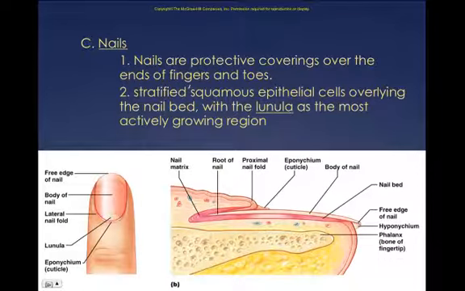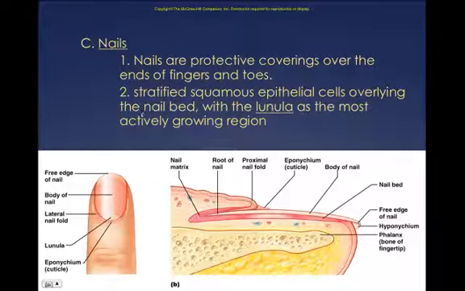Nails, okay? Nails are always kind of fun to talk about. So nails are basically just these protective coverings of epithelial cells that cover the ends of your fingers and toes. And what makes them different is obviously they have lots and lots of keratin. So again, that's what makes your nail so tough, right? It's all of this extra keratin that's produced there.